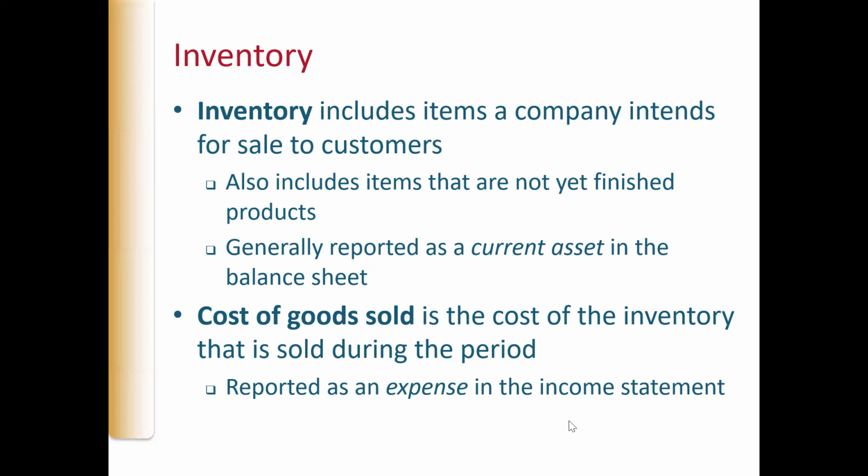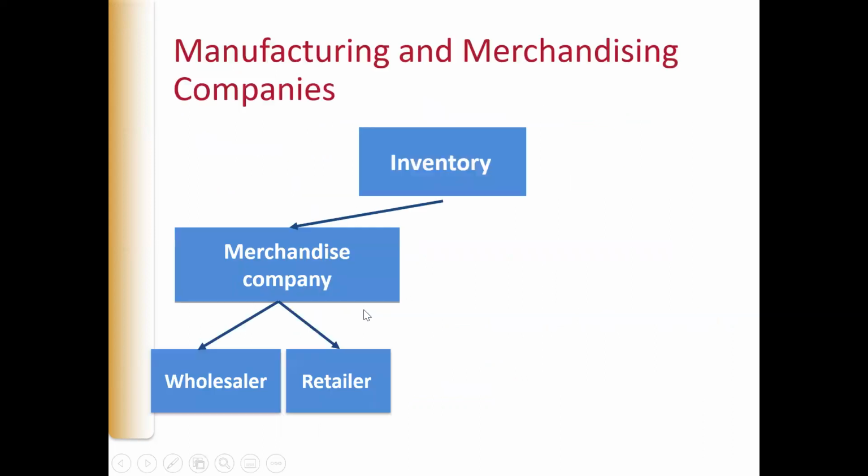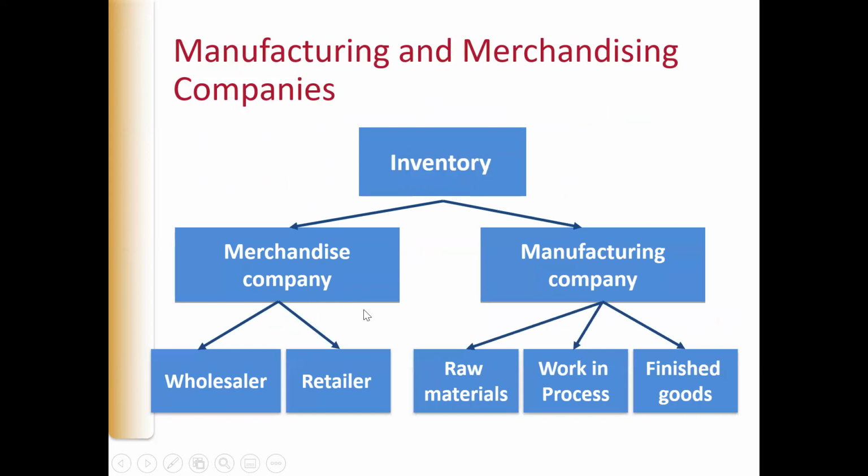Remember, inventory is an asset. It's on the balance sheet as a current asset. But when those products do sell, it goes onto the income statement as an expense called cost of goods sold. So we see here that when you are a merchandise company, you purchase inventory that is already completed. And ultimately, you sell that merchandise as a wholesaler or as a retailer.